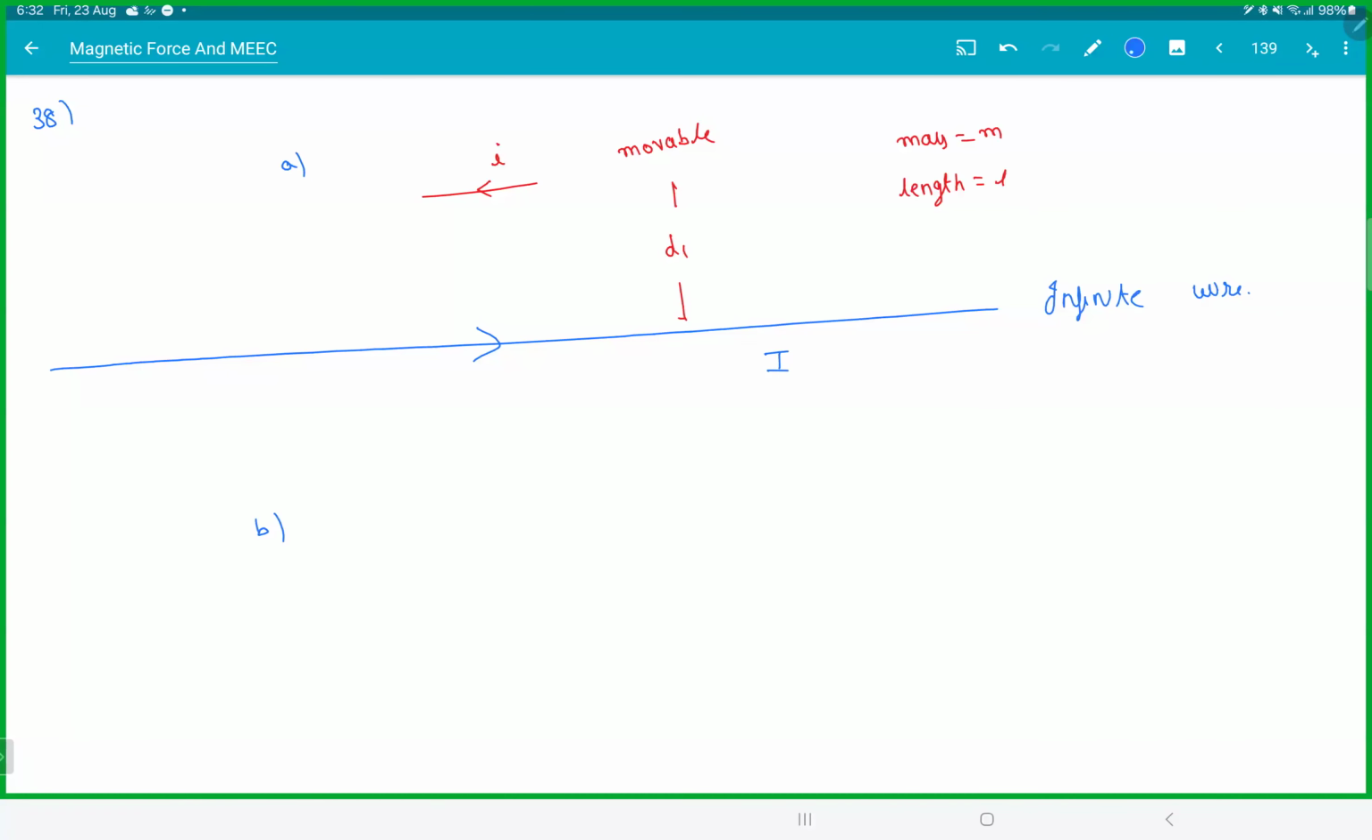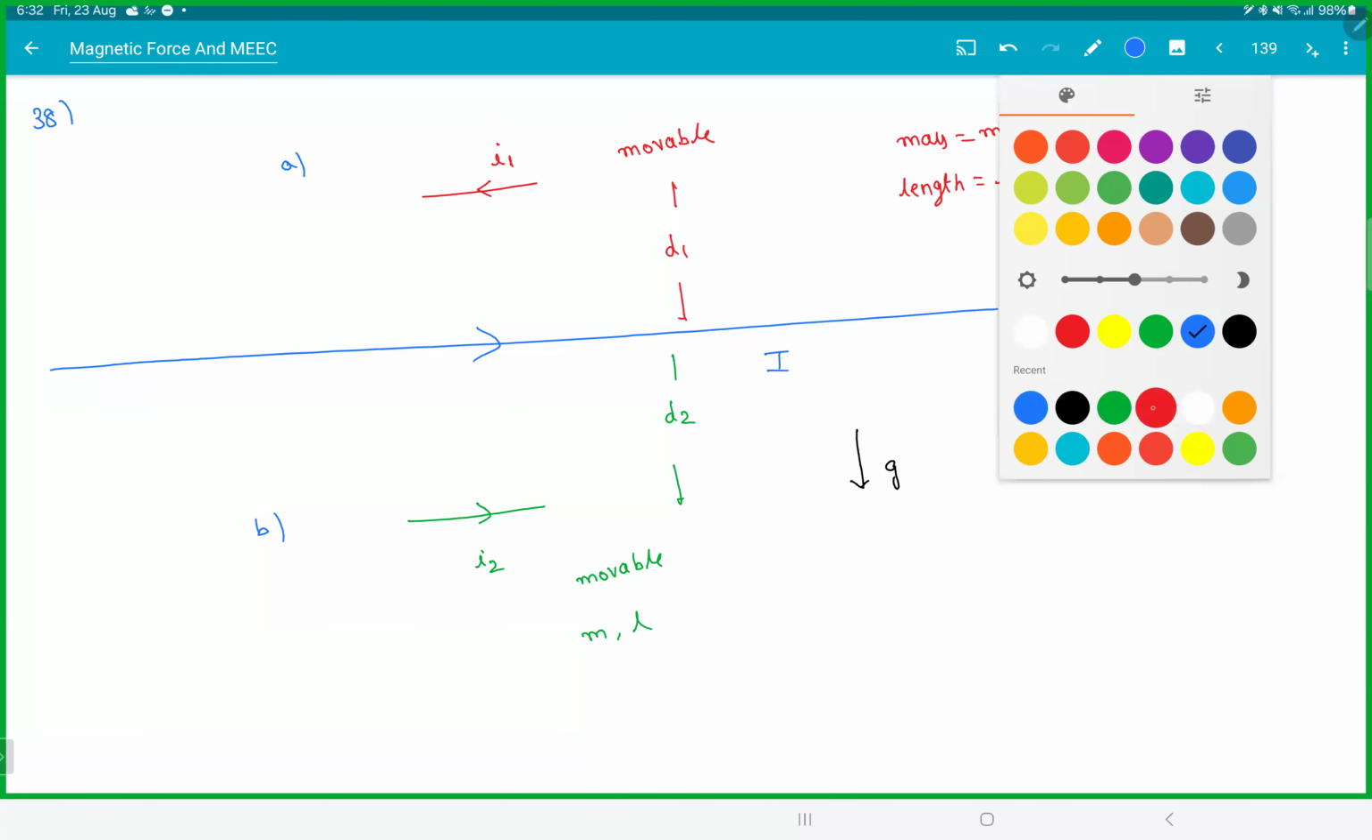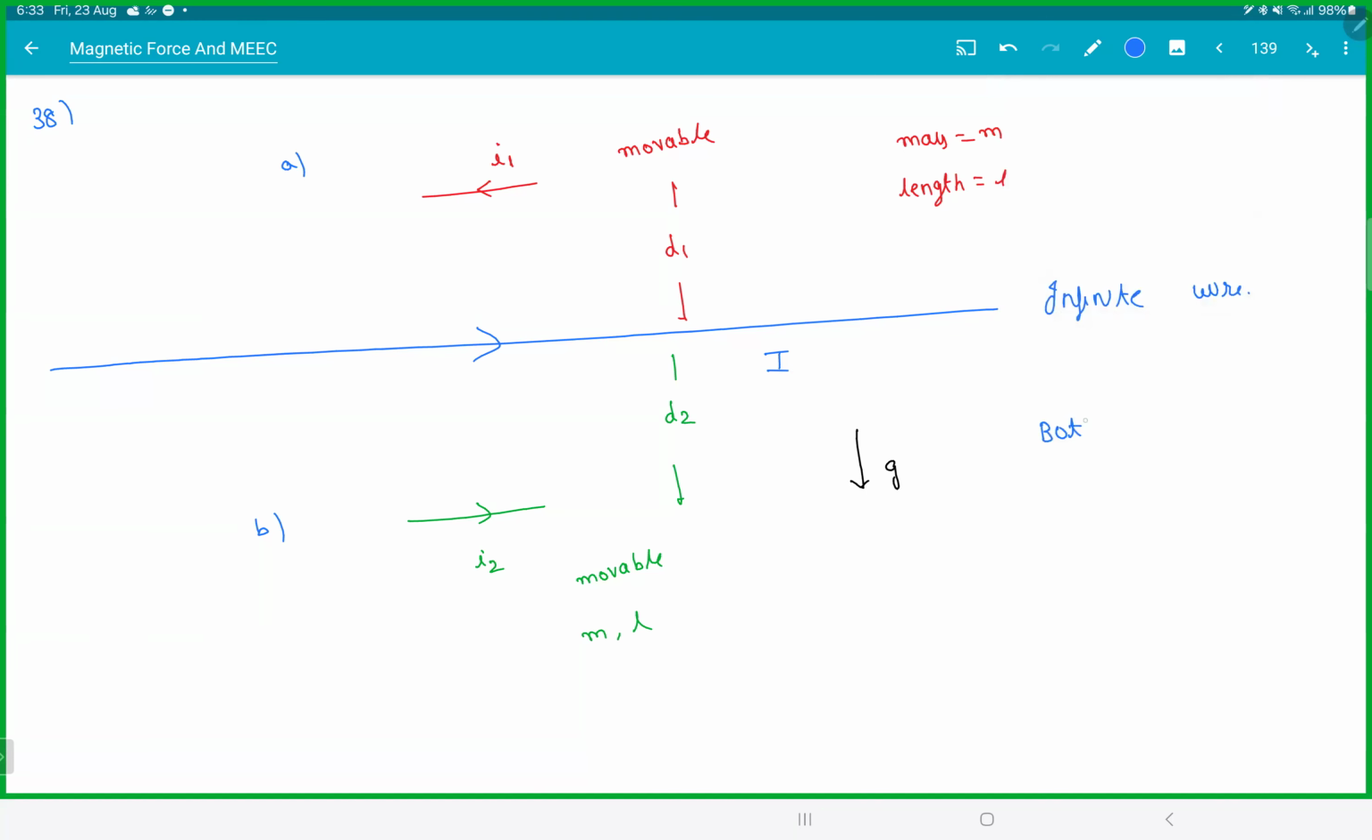The second wire, let this be I1. This is parallel to this guy, I2, same mass, same length. Distance is D2. Gravity is there. So both the wires are at rest. This is an infinite fixed wire, okay? Both wires are movable here, both the wires are at rest.